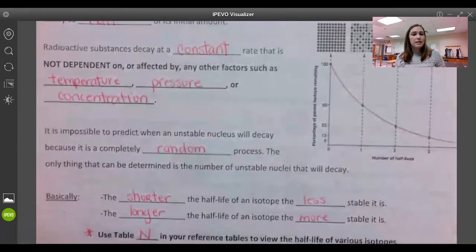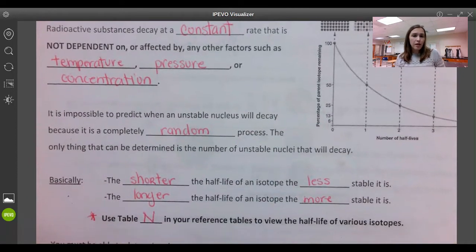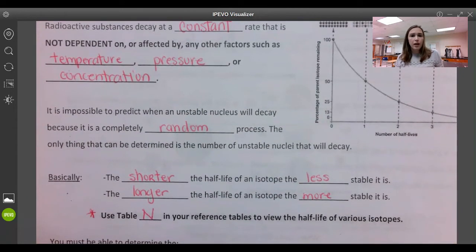One little thing with this is that it's impossible to predict when a specific nucleus is going to decay and emit a particle and undergo transmutation, because it's a completely random process. But what we do know is that we can determine the amount over a certain period of time that will decay. We just don't know which ones will be the ones that undergo the decay.